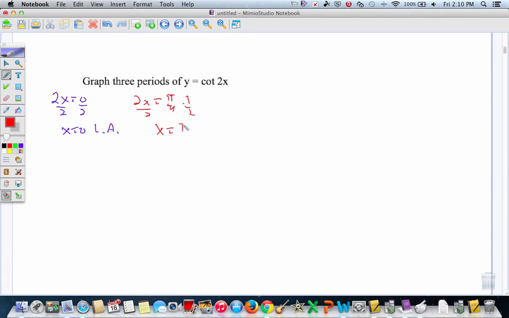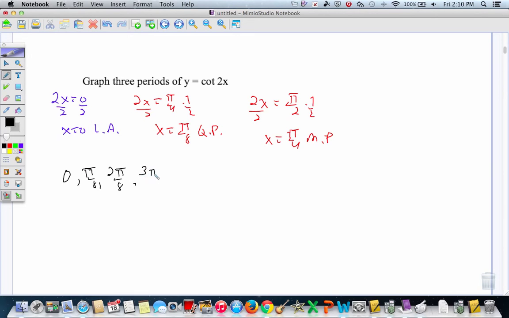2x equals pi over 4. We'll divide by 2, which is multiplying by a half, and x equals pi over 8 for our quarter point. And we'll go one more time here to verify our results. Our midpoint's at pi over 2, divide by 2, which is multiplying by a half, and x equals pi over 4 for our midpoint. Rewriting those, we have 0, pi over 8, 2 pi over 8.